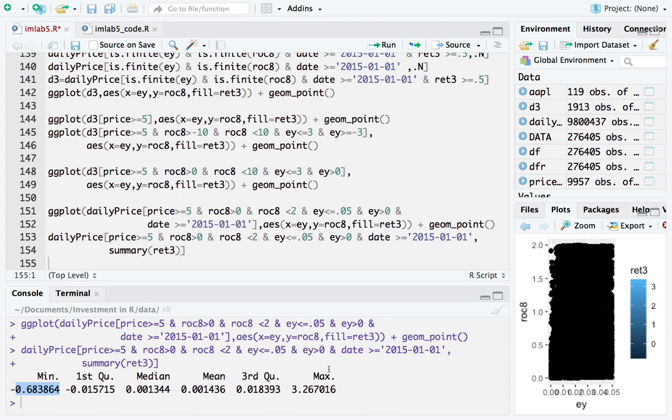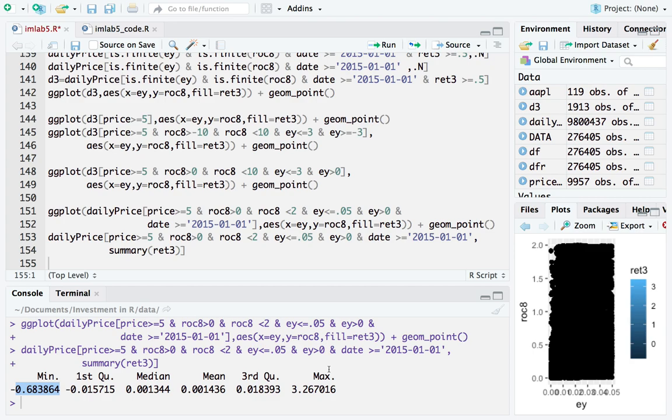We're going to test the strategy where the price is at least $5, and the ROC is positive but less than 2. And we could refine this even more if we wanted to. And the earnings yield is positive but less than 5%, right? And we could refine this even more if we wanted to, but I'll do a wide range one. You guys can mess around with it.